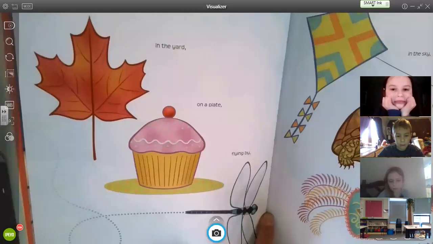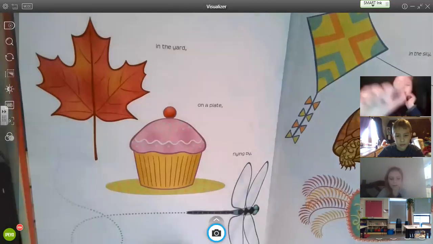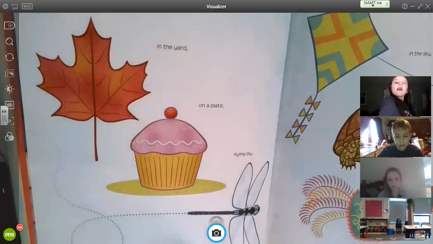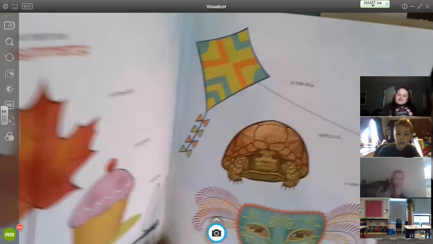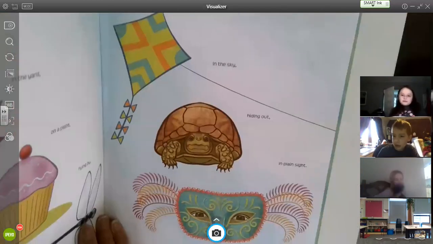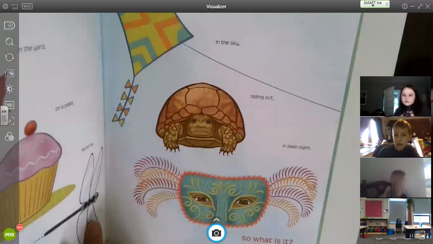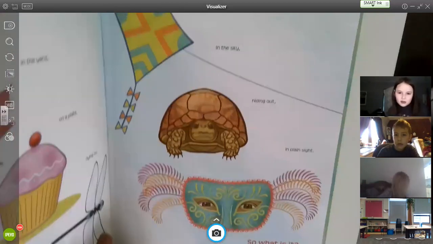So look at the line. Draw the line for the cupcake. Which way would you draw it? Now try the dragonfly. Which way would you draw for the dragonfly? Going across. You'll see it in the sky, hiding out in plain sight. So all of these are symmetrical.